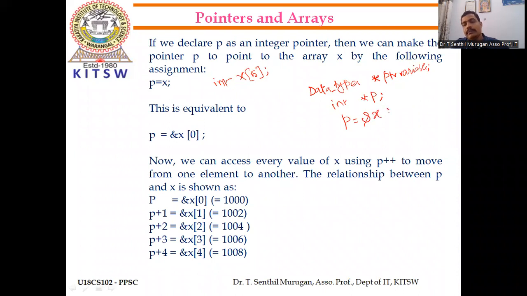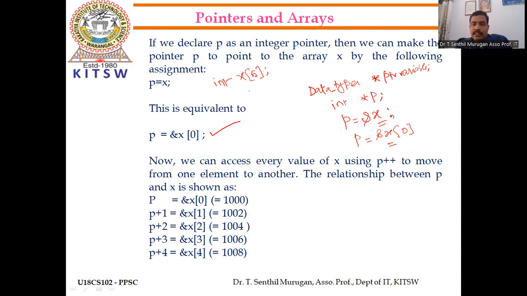Okay, so what is the meaning of that? The base address of the array is assigned to the pointer. So it is equivalent to p = &x[0]. If we write the same thing, it is also considered p = &x[0]. So there is no need to mention it; even if we only use x, it will point to the base address of the array. Okay. So now what happens if you want to move to the next element?